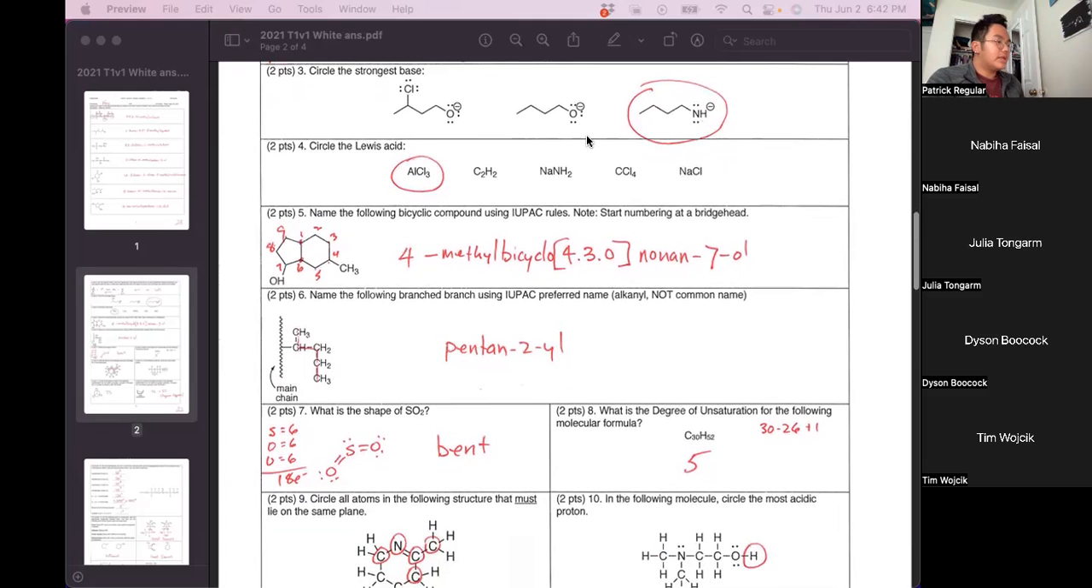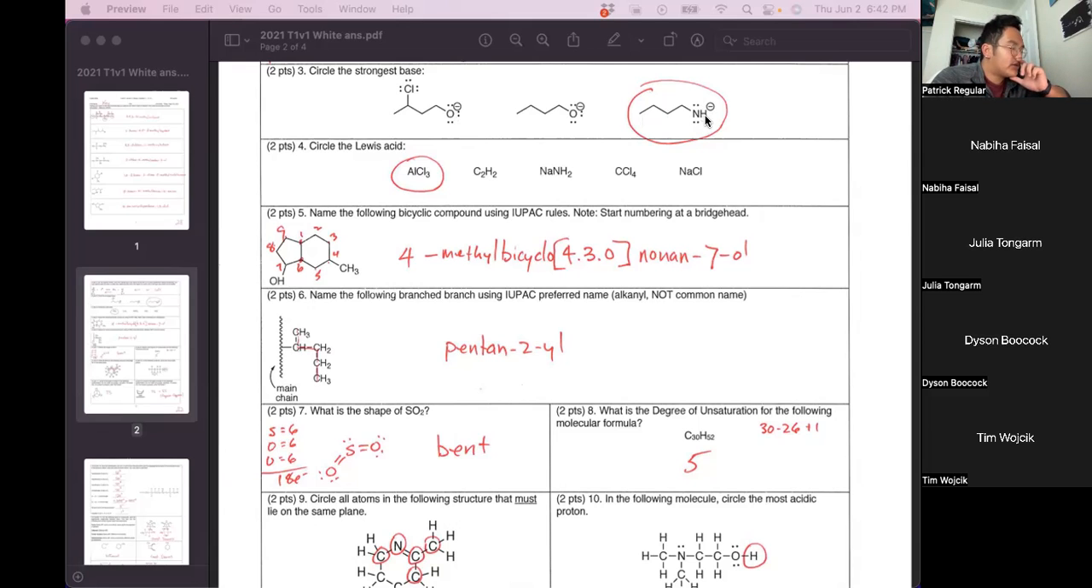For 3, if you're looking at which is the strongest base, it's the weakest acid. The weakest acid has, well, no inductive effect. So this leftmost one is incorrect because it's more acidic and thus less basic. Now you're comparing this and that, the middle one and the rightmost one. Now, strongest base, again, weakest acid. Which one is the weaker acid?